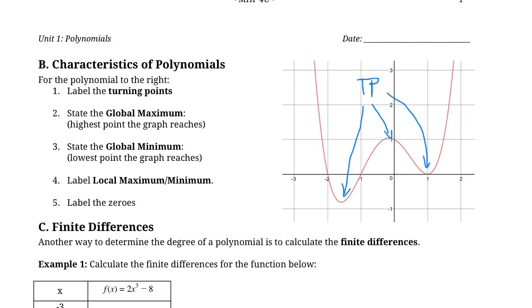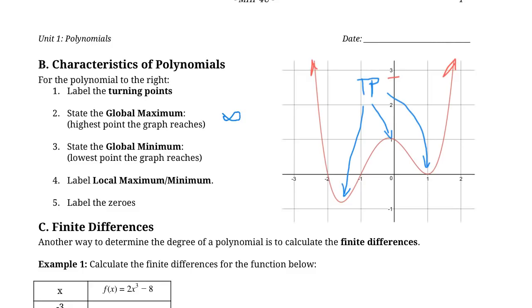Next, we're looking for the global maximum and the global minimum. Exactly as it says, the global maximum is the highest point the graph reaches. We're only shown a part of the graph here, up to about a value of 3. But what's missing from this graph, I should have added this in, are little arrows on the end, because we know this graph is going to keep on going forever, just like a parabola will. So our global maximum, the highest value this graph reaches, is essentially positive infinity, right? It keeps on going up.